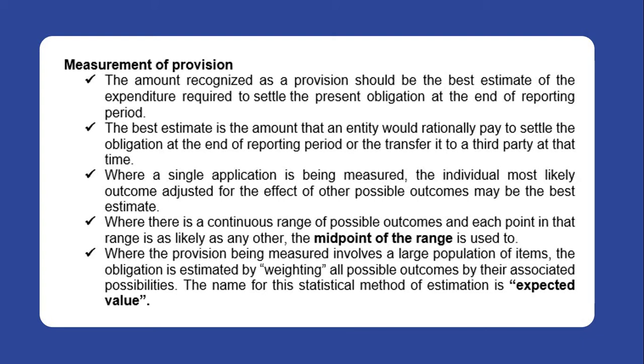Where the provision being measured involves a large population of items, the obligation is estimated by weighting all possible outcomes by their associated probabilities. The associated probabilities will be in the form of percentages, like, for example, 20%, 30%, 50%. And the total probabilities of all the outcomes should, of course, equal 100%. The name of this statistical method of estimation is the expected value. That is used when it involves a large population of items.